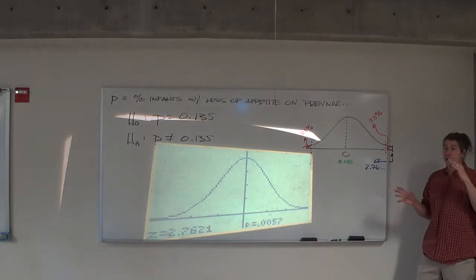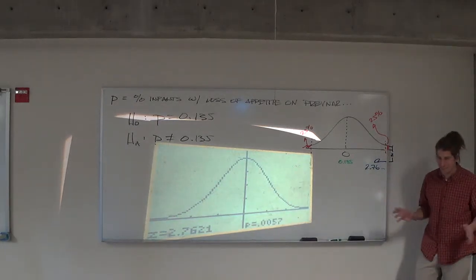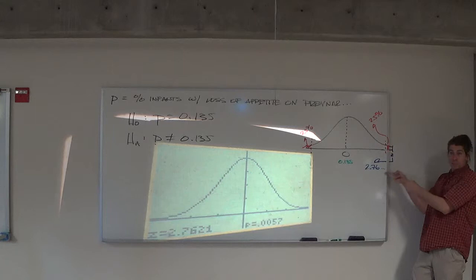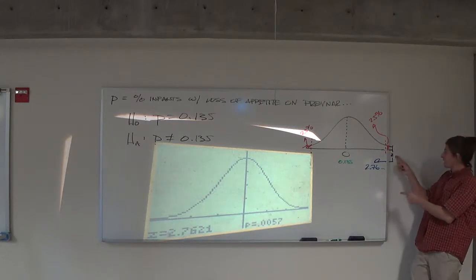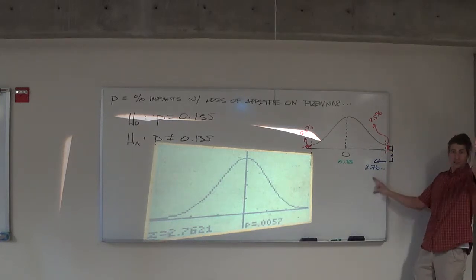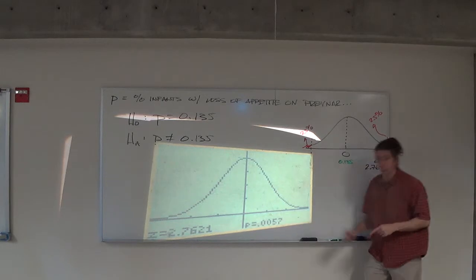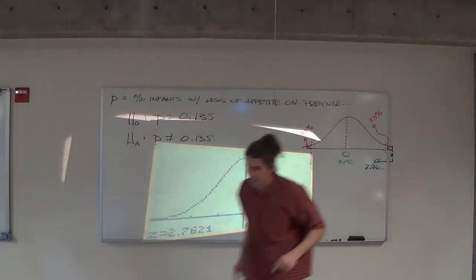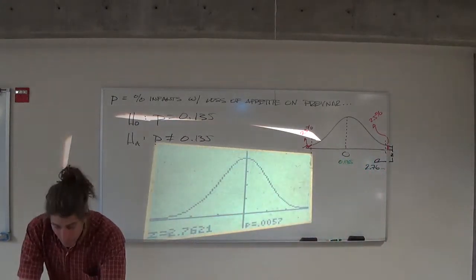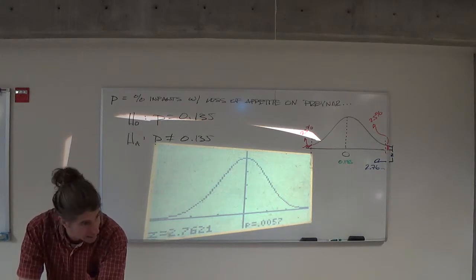So we got this test statistic Z equals 2.76. P-value, big P equals 0.0057. Notice I put a big P down there because I think it's that important. Circle the correct phrase and complete the conclusion.